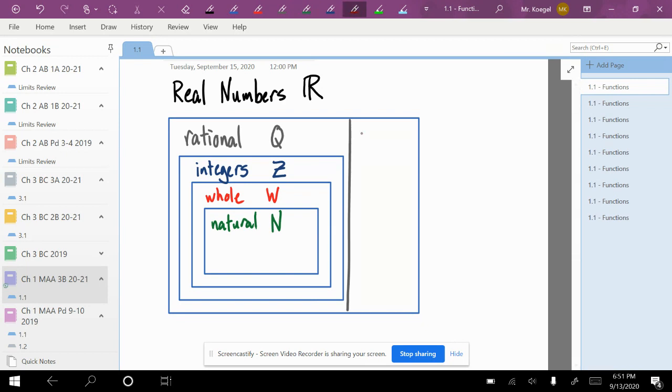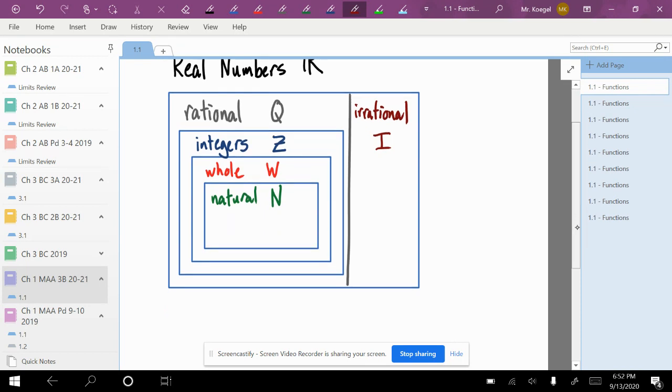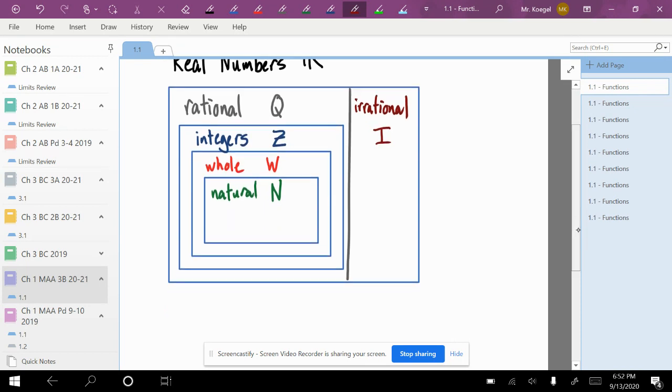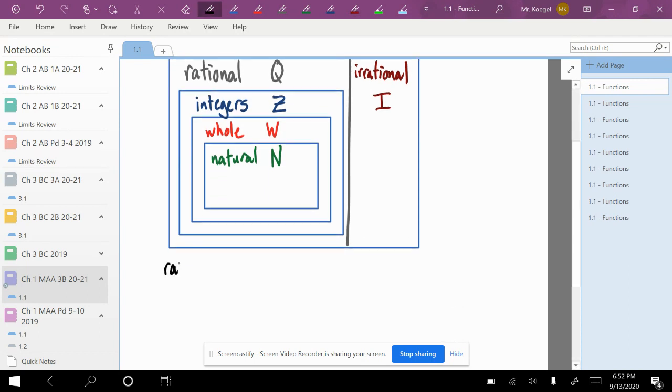We also have, if a number is not rational, it's irrational, capital I. What we're going to do is focus more on the rational numbers and the subsets thereof right now, and then we'll talk about irrational numbers. We will come back and talk about imaginary numbers at a later time in our studies this year. So we'll start by talking about rational numbers.